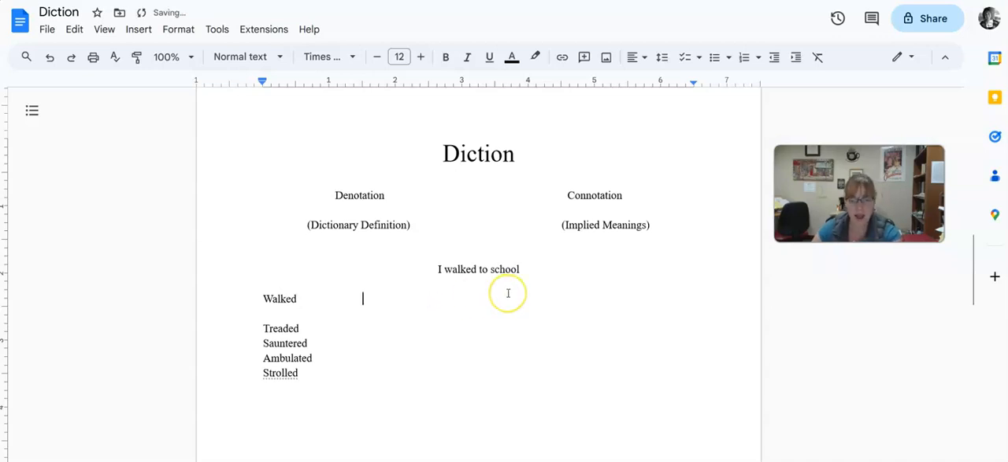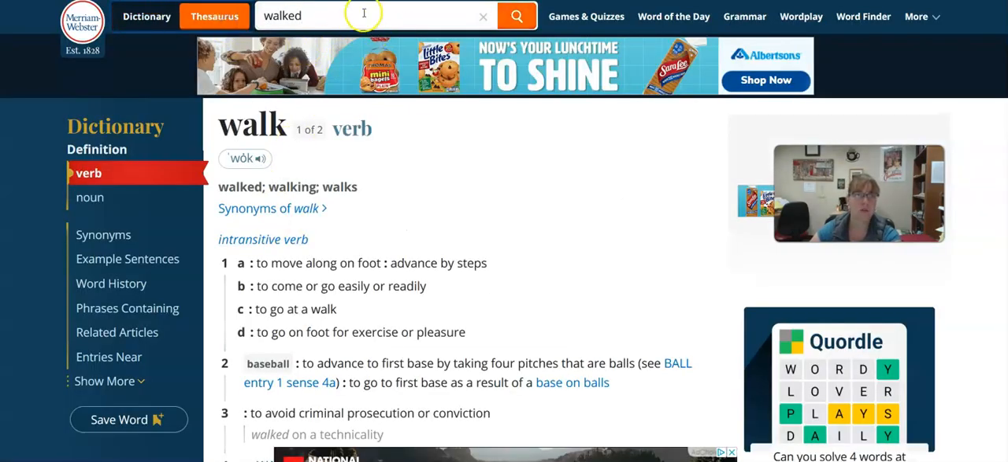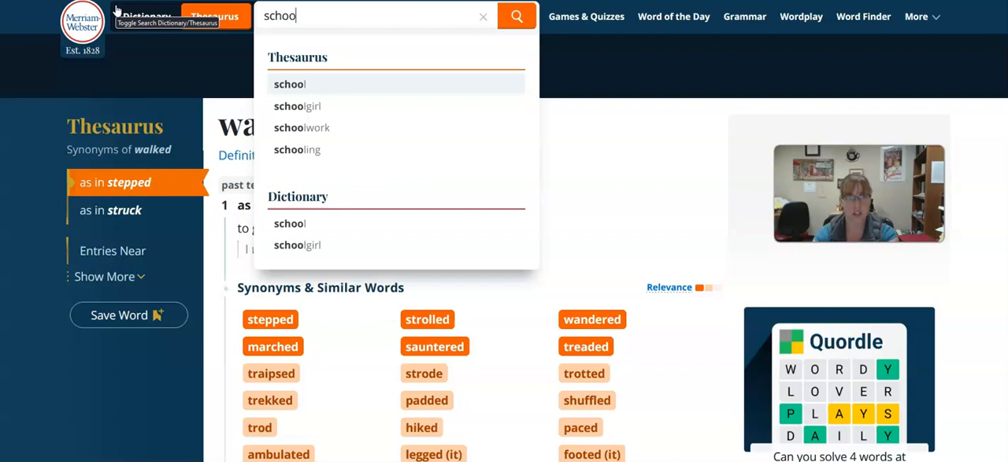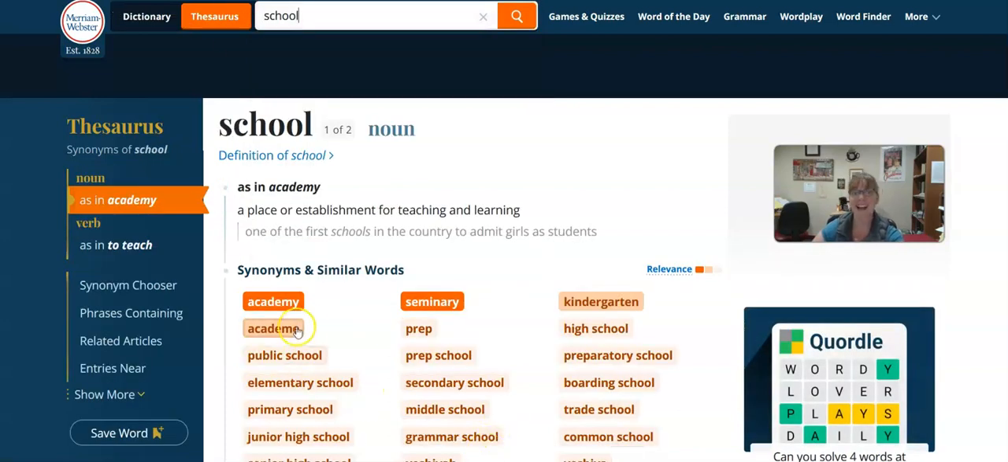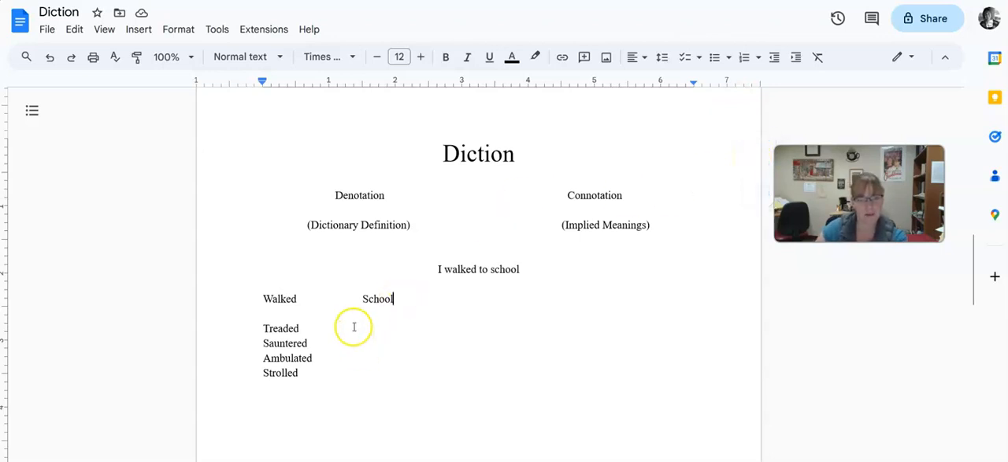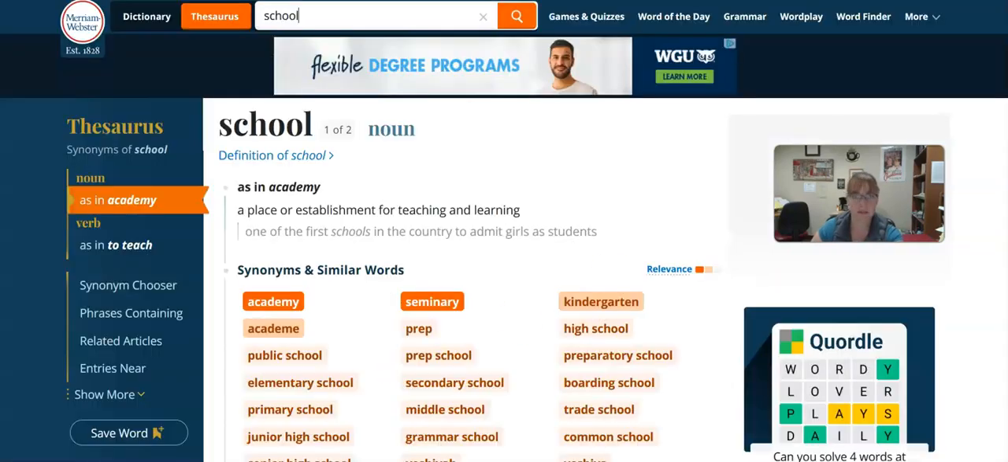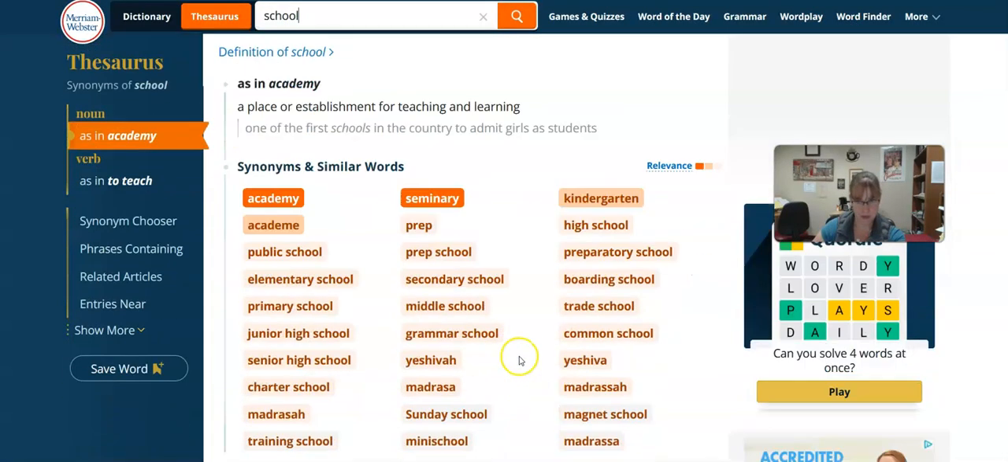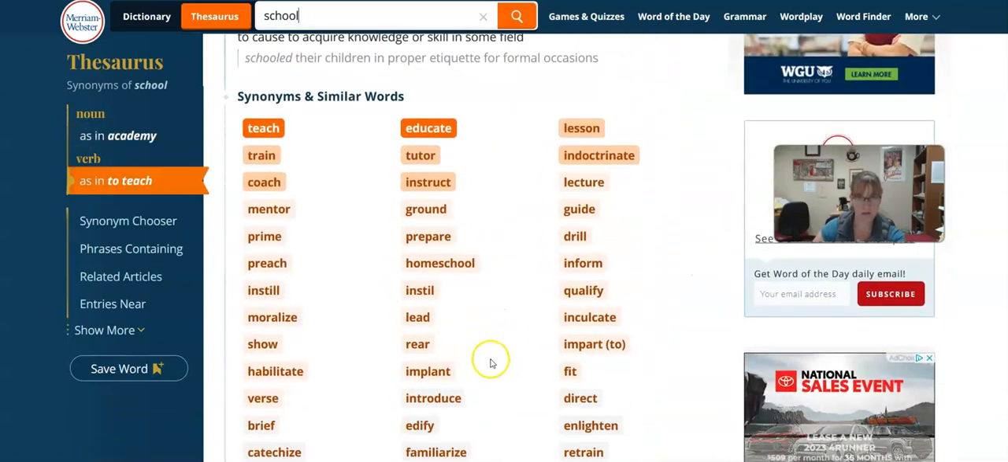All right, now let's say school. Right? School is boring. So we're going to choose a different word. So let's come up here. We're going to go to our thesaurus and we're going to say school. What have we got? Academe, academy, seminary. These are great. All right. So we're going to come over here. We're going to have academy. And we're going to have seminary. And we're going to have, what else is in here? Let's see. Something else fun in here?